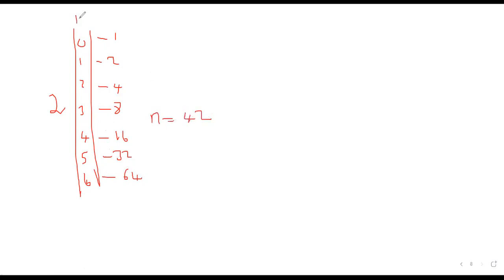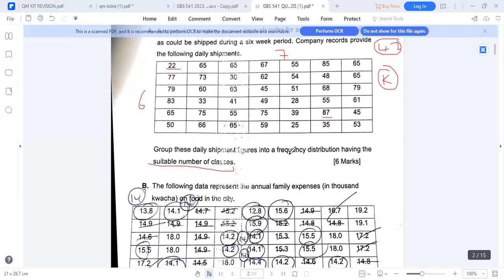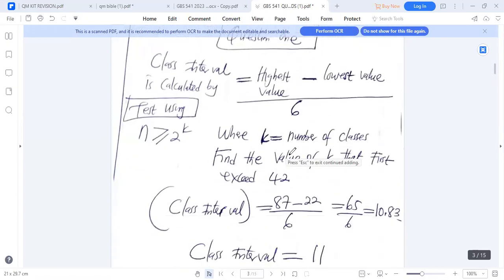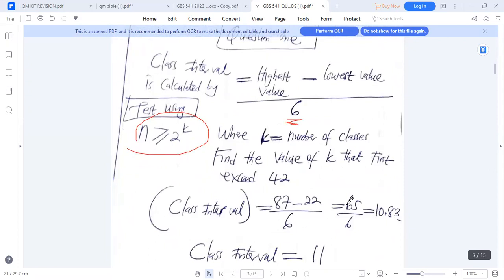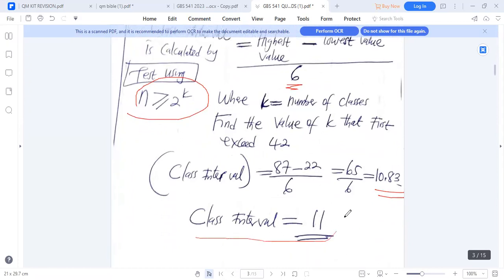So which k are we picking there? Which first exceeds this 42? Is it 5? No. And above? No. Is it 6? Yes. So the number of classes we're going to pick is 6, because it satisfies our condition. So our class width should be the difference between the highest value minus the lowest value divided by 6. So 6 is coming from this formula here. So 87 minus 22 over 6, we get 65 over 6, which is 10.83. Approximately 11 is the class width that we're going to look at.